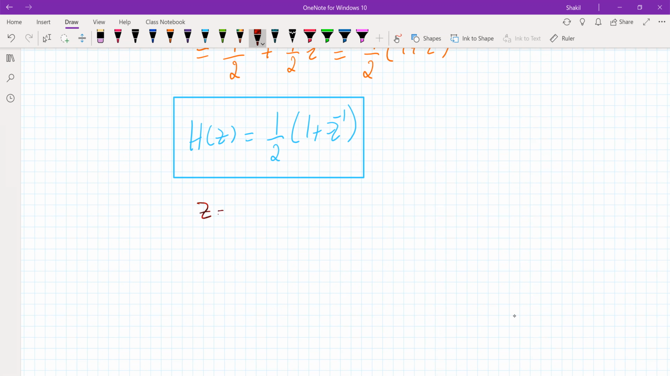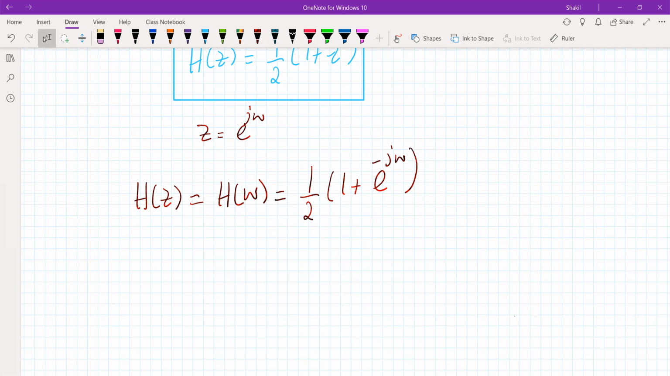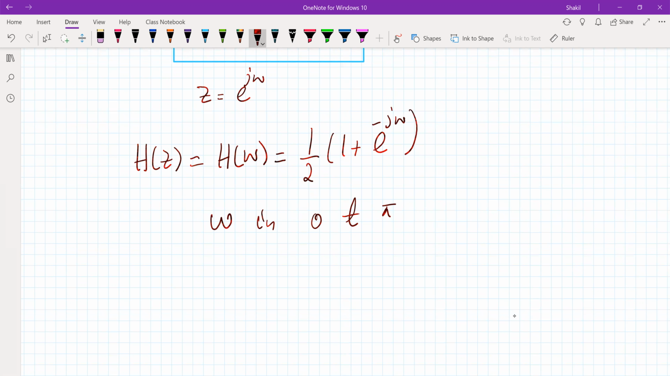Now the discrete time Fourier transform can be obtained from the Z transform if we put z equal to e to the power j omega. So substituting this, H of z will be equal to H of omega, that's 1 by 2 times 1 plus e to the power minus j omega. Right? Alright. So let's see whether this is a low pass filter or high pass filter. Now we know omega in discrete time varies from 0 to pi, or from minus pi to pi. Alright, so let's take the positive frequency values. Let's say the frequency varies from 0 to pi.